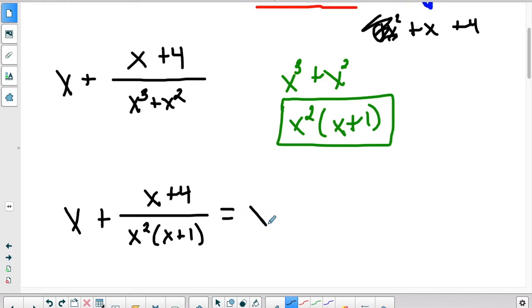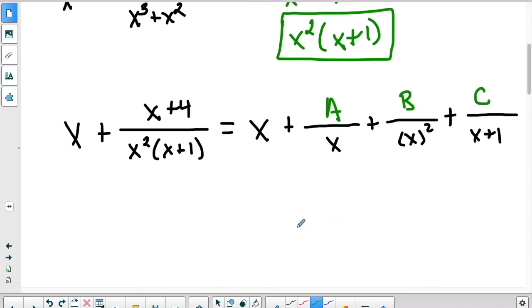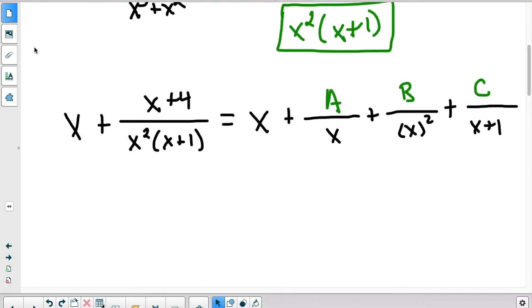So now when we break this down, we're going to have x plus, this time again, we're going to have 3 fractions. Because what we have is x squared, and x plus 1. Again, because we don't have a quadratic of any type, we don't need more than one letter for any of these here. And so what we'll have is just A, B, and C. And now we're going to solve this here, solve for the values of A, B, and C.